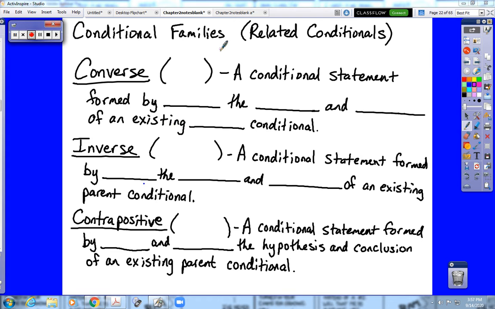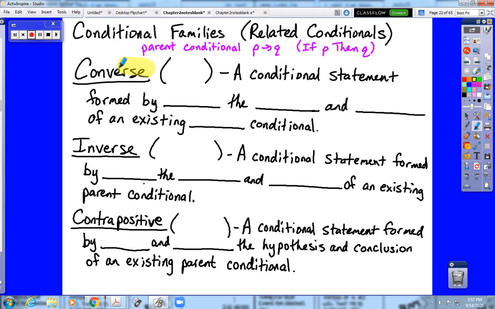Remember that we have our original statement, our original conditional, known as the parent conditional, in the form P implies Q, or if P, then Q. Okay, so that's what we're talking about. We're talking about taking a conditional statement in the form if P then Q and coming up with the related conditional statements to that. Now, all three of these words on this page are considered vocabulary words for this course.